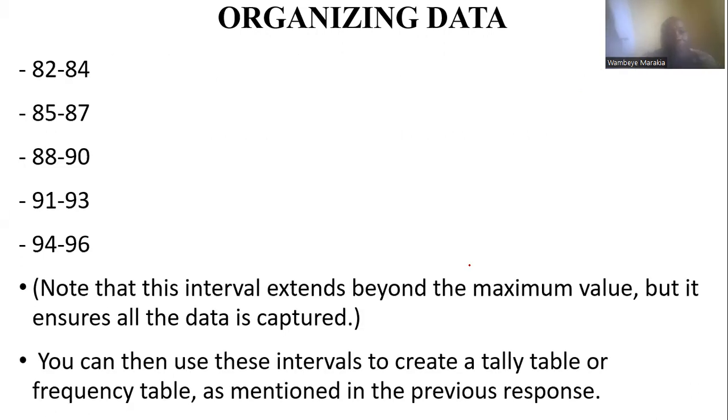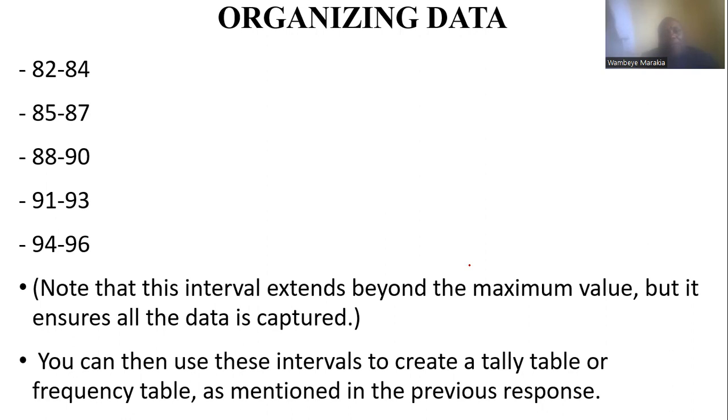Then the next group will have 85, 86, 87. There are 3. Then the next one will have 88, 89, and 90. Then the next one will have 91, 92, and 93. And then finally we'll have 94, 95, and 96. Note that this interval extends beyond the maximum value, because the maximum value in our case was 95. So this extends beyond the maximum value, but it ensures that all the data is captured.